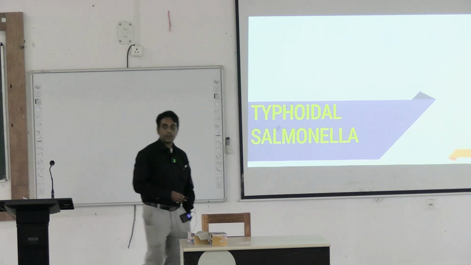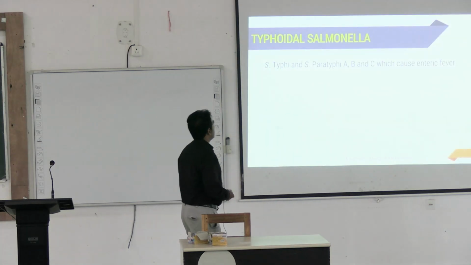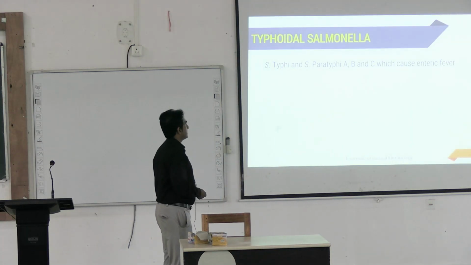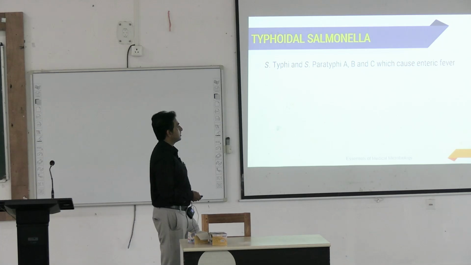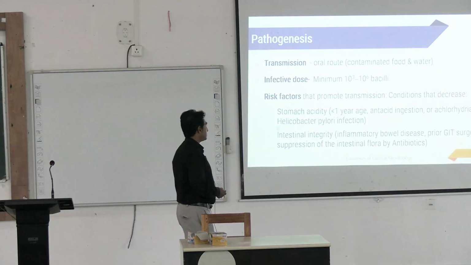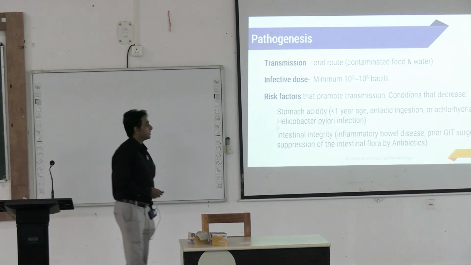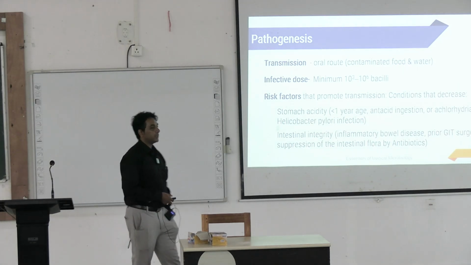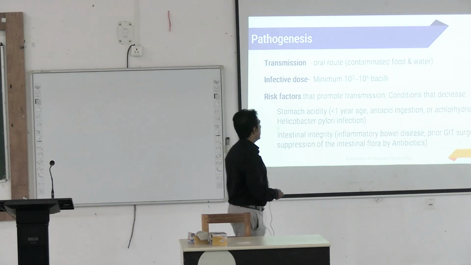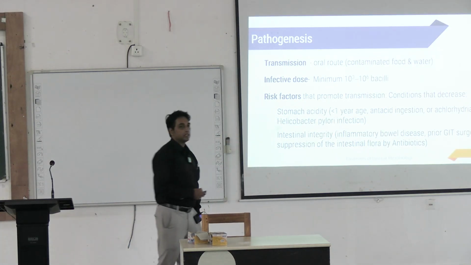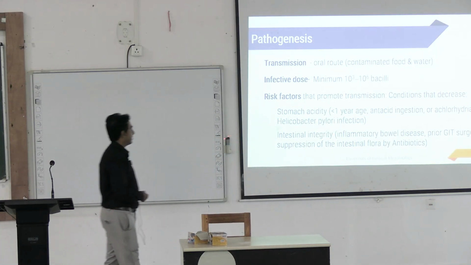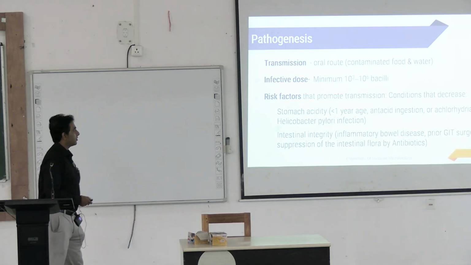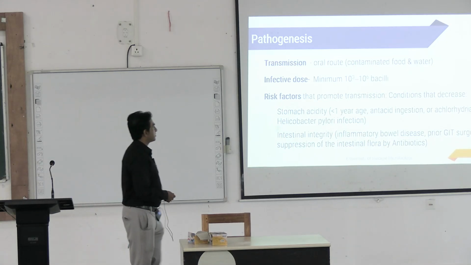Now, coming on to typhoidal Salmonella. Salmonella typhi, Salmonella paratyphi A, B and C cause enteric fever. Transmission happens through contaminated food and water by the oral route. So, we have to be very careful while taking food and water. The infective dose is a minimum of 10 to the power 3 to 10 to the power 6 bacilli. What are the risk factors that promote transmission?